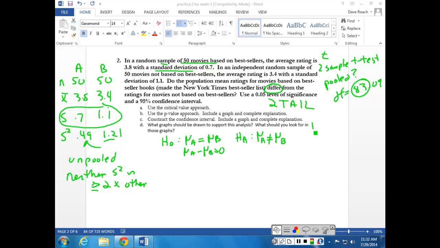I wouldn't normally write this here, but I'm thinking about how much space I have. Reject H0 if the t-test is greater than some point or less than minus that same point, since it's a two-tailed test. I have 0.05, a two-tailed test, and 83 degrees of freedom: two-tailed 0.05, 83, 1.989.